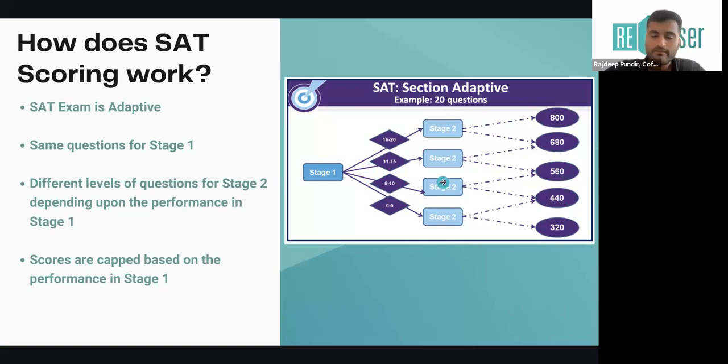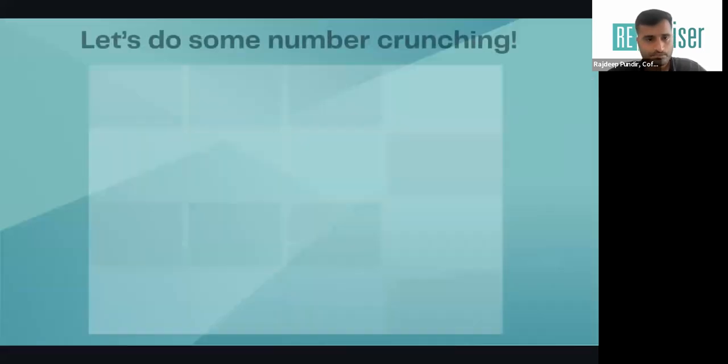So depending on my performance in stage 1, my stage 2 paper is already decided, right? So this is the maximum score that I can get even if I do everything right in stage 2. The minimum that I can get is 440 even if I do everything wrong in stage 2, right? So that is how the adaptiveness really works, and which largely means that you really have to do well in stage 1. I think that becomes a super important parameter for everybody who's writing the exam.